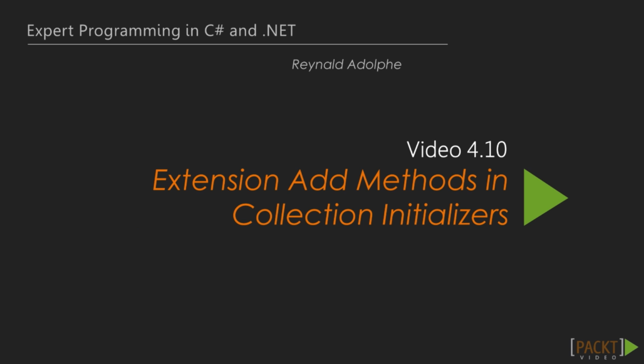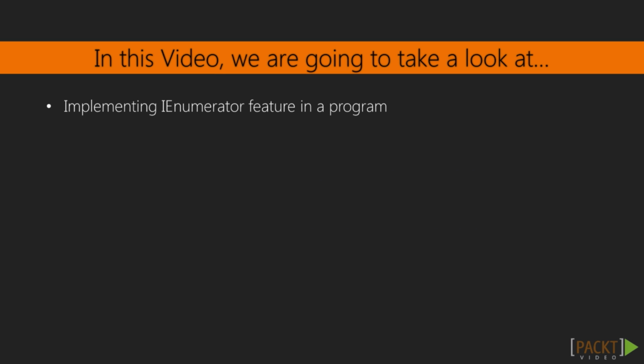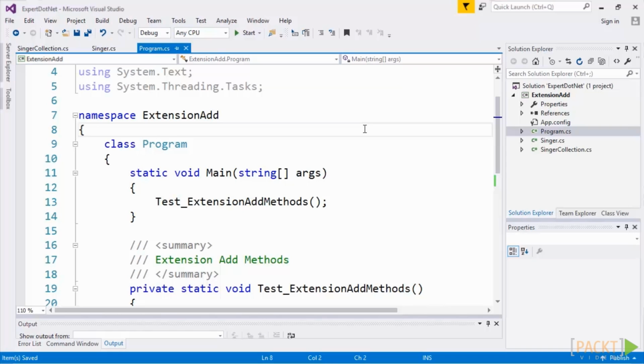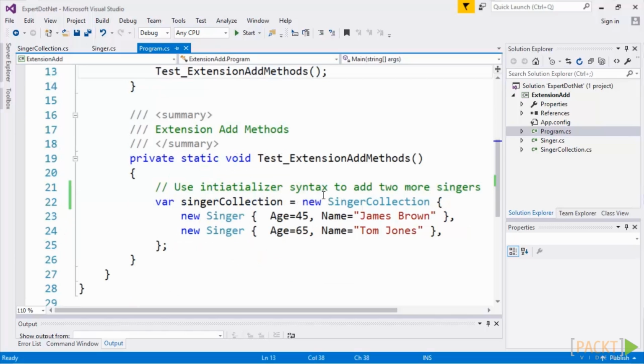In the previous video, we learned about enhancements related to the await keyword. Now we're going to go ahead and learn about some enhancements related to extension add methods in collection initializers. Let's go ahead and launch Visual Studio and start with a demonstration. C# 6 now observes extension add methods. I've gone ahead and created a custom object. So in Visual Studio, you'll find an initialized collection inside the method TestExtensionAddMethods.